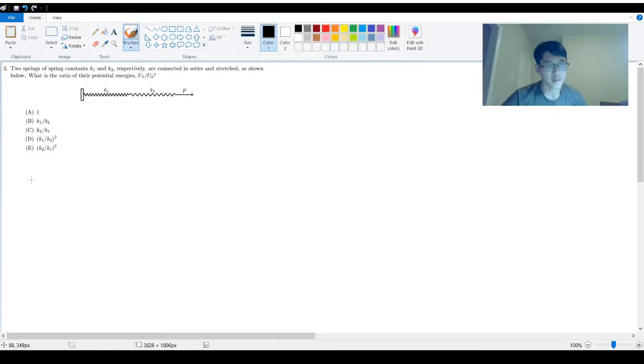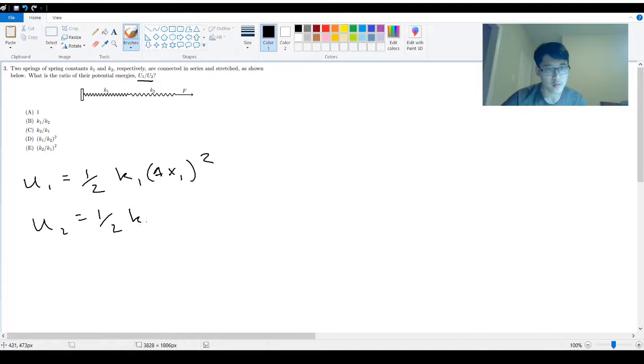Okay, so the question is asking for the ratio of the potential energies U1 and U2. So we know that the equation for potential energy is 1/2 k delta x squared. Okay, so I'm just gonna write down these two equations.